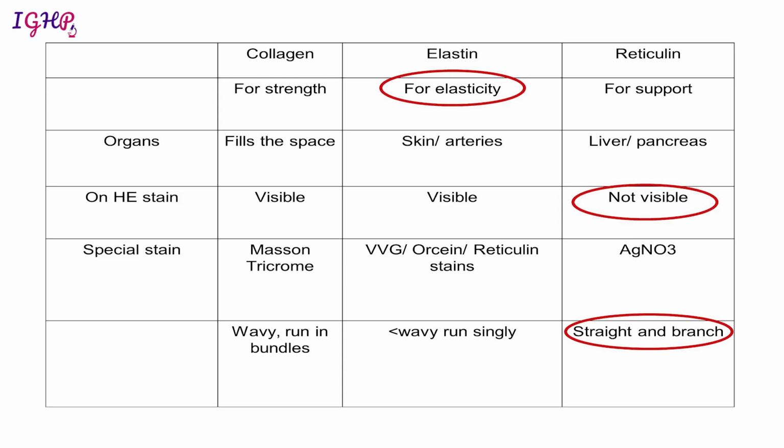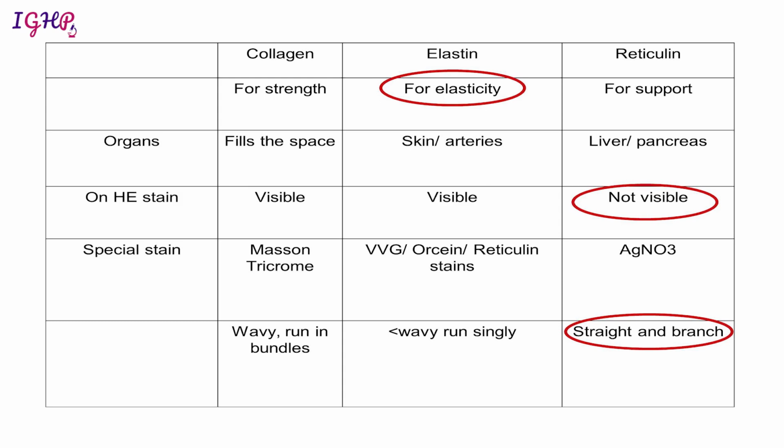The reticulin fibers, these are the thinnest fibers. So the thickest are the collagen, then number two will be the elastin, and the thinnest fiber is not visible to the naked eye. So when you see a usual H&E stain, these reticulin fibers will not be visible, and they will require special stains to see them.